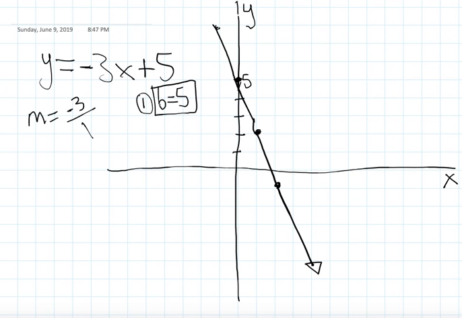And always remember to draw the arrows on the line. If you don't draw these arrows, you didn't graph a line, you graphed a line segment. So make sure you do that. Okay, let's do another one to finish it up.